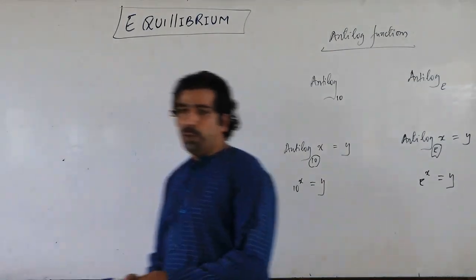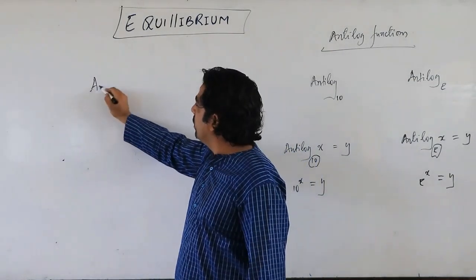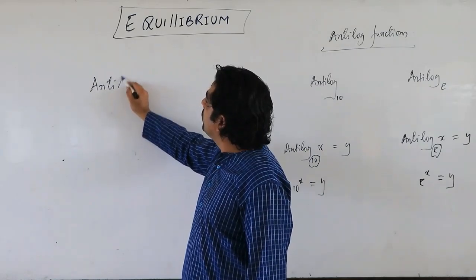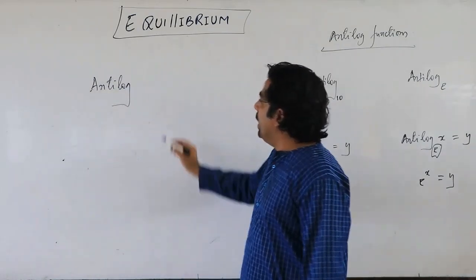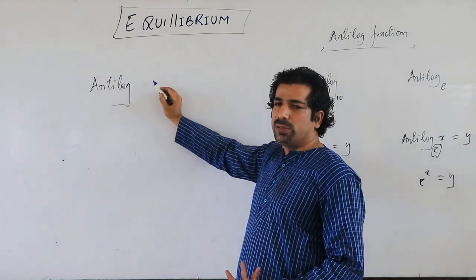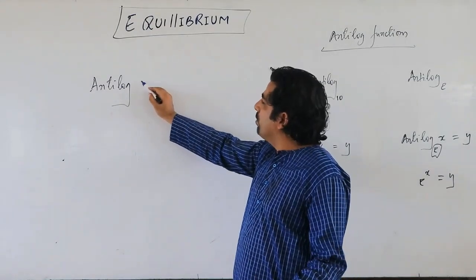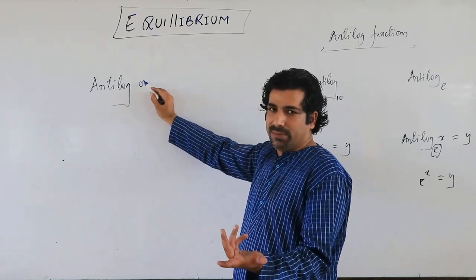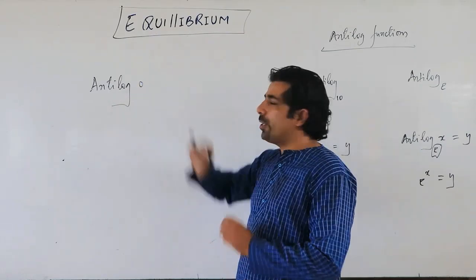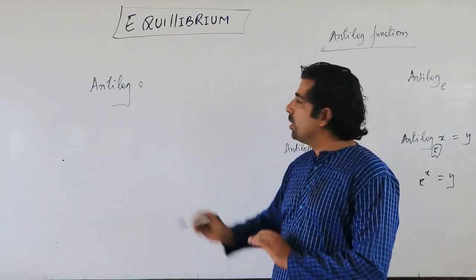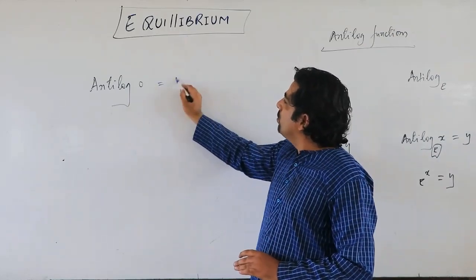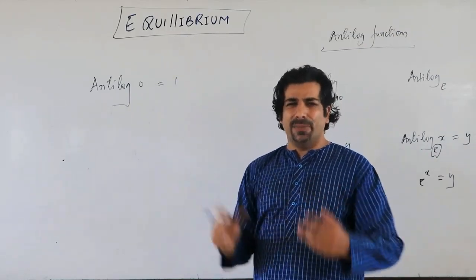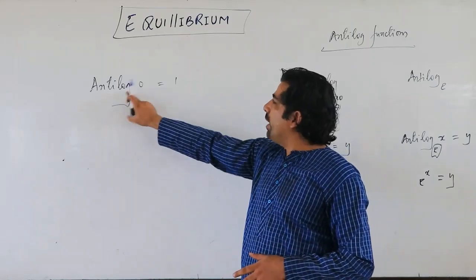Let us suppose now you got to know about antilog. Let us suppose we are finding out, we have a value here, something. Let's suppose we take it as 0 or we can take it as 1, it's our choice. Let's take the antilog of 0 is equal to 1. You can take any number, it's your choice. So I am finding out the antilog of 0.